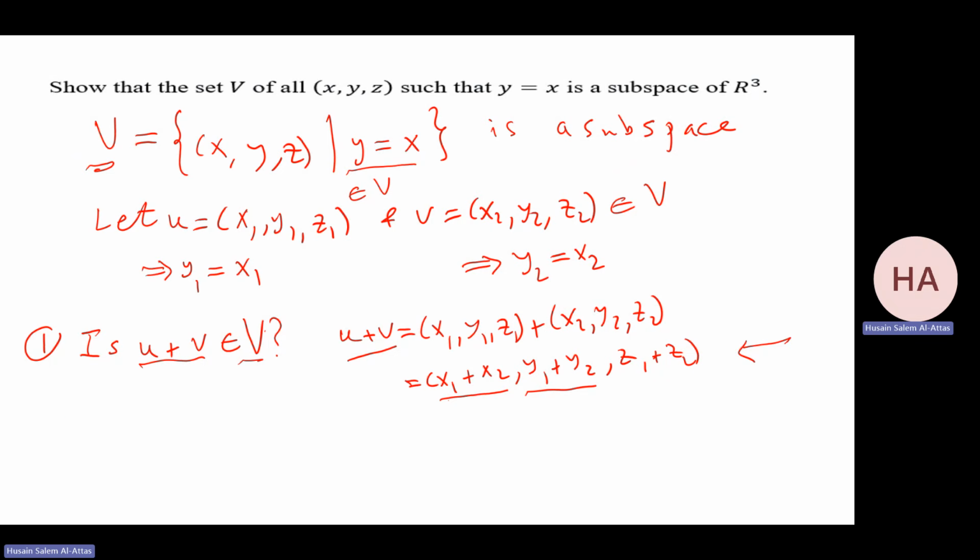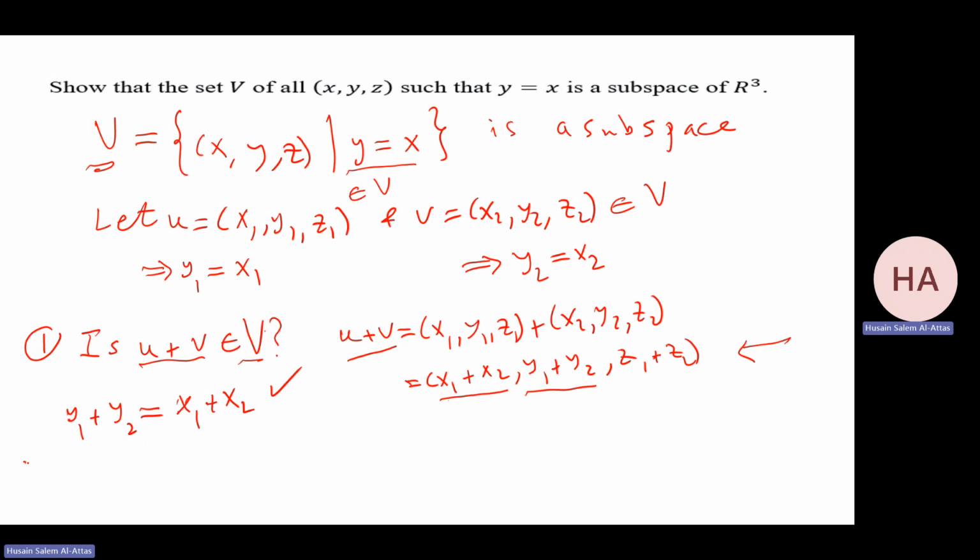So I check Y1 plus Y2, is equal to what? Since Y1 is equal to X1, that is equal to X1. Since Y2 is equal to X2, this is correct. So U plus V belongs to V.